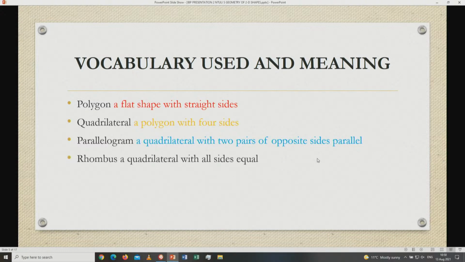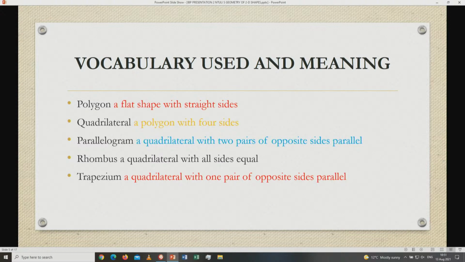A rhombus. A rhombus is a quadrilateral with all sides equal. Careful. Only all sides are equal in a rhombus. We'll touch later on other parts of a rhombus. But here, the explanation is that it is a quadrilateral, which means it has 4 sides. First of all, it has 4 sides, and all sides are equal.